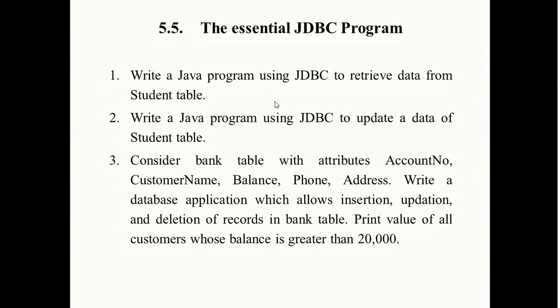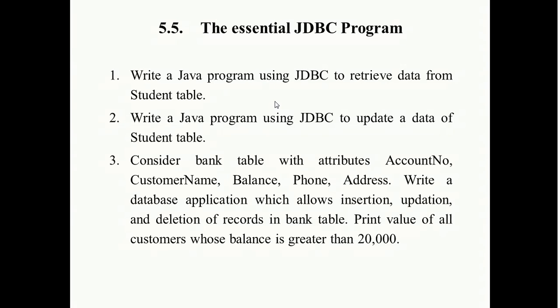Then the next program is to write a program using JDBC to update the data in the student table. Here we use the update query to update a particular student record. And the third program is: consider the bank table with the attributes account number, customer name, balance, phone and address, and write a database application which allows insertion, updation and deletion of records in the bank table, and print the values of all the customers whose balance is greater than 20,000.